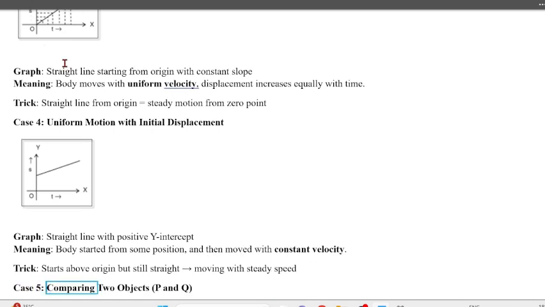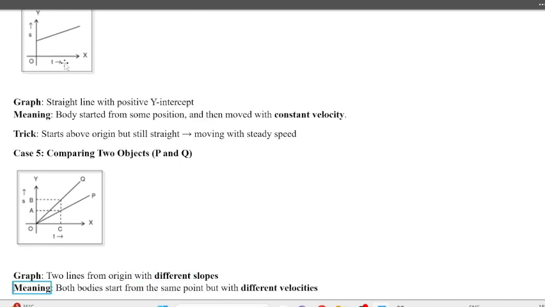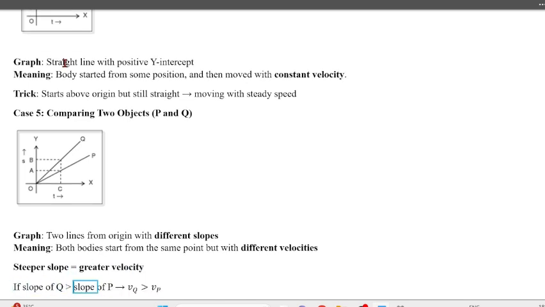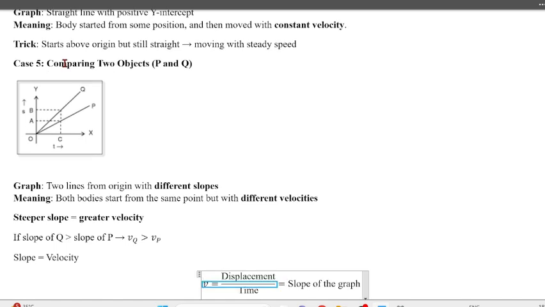Case 5: Comparing two objects P and Q. Picture 56: the graph shows two lines from the origin with different slopes, meaning both bodies start from the same point but with different velocities. A steeper slope equals greater velocity. If the slope of Q is greater than the slope of P, then V_Q is greater than V_P. Slope equals velocity: v = displacement over time = slope of the graph.